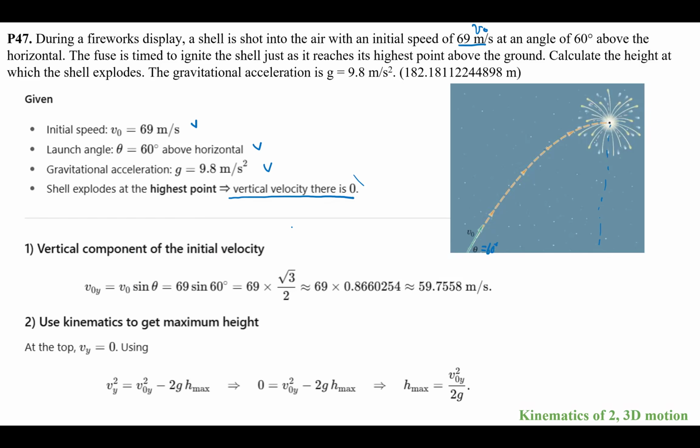So in order to find the vertical initial velocity, we need to find this component. V0y is given by V0 times sine theta, and then we know that. And then use the kinematics to get the maximum height. We need to have Vy equal to 0 at the maximum height. And we know that we have an equation that relates V square, distance s, and the acceleration.